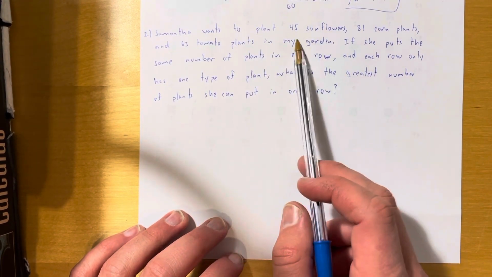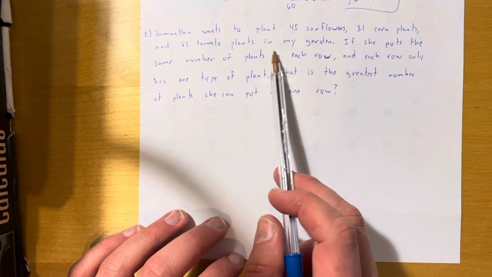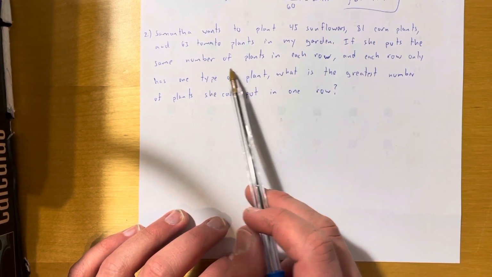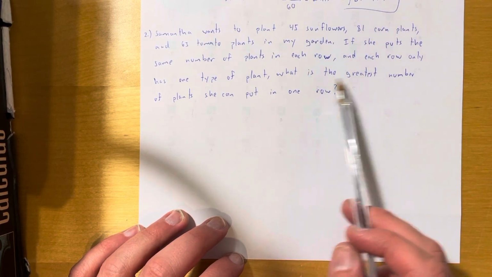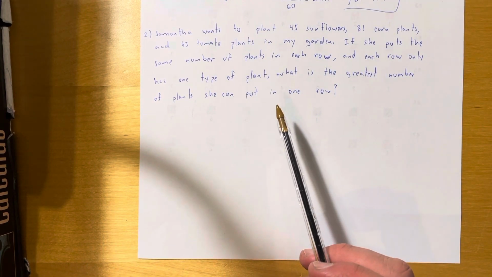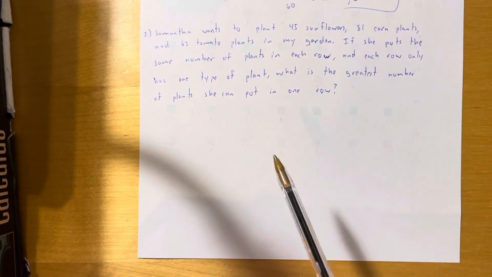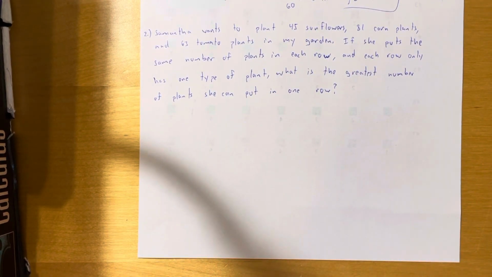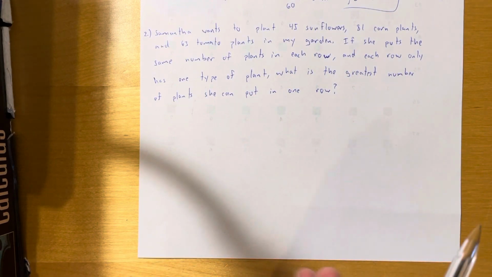Samantha wants to plant 45 sunflowers, 81 corn plants, and 63 tomato plants in her garden. If she puts the same number of plants in each row, and each row only has one type of plant, what is the greatest number of plants she can put in one row? So what we're doing is taking each of these groupings of plants, splitting them into equally sized rows, and then laying these rows out in a garden.